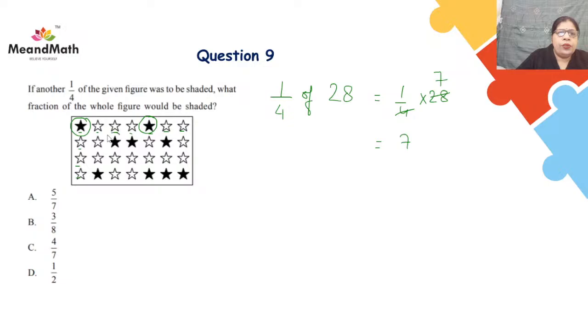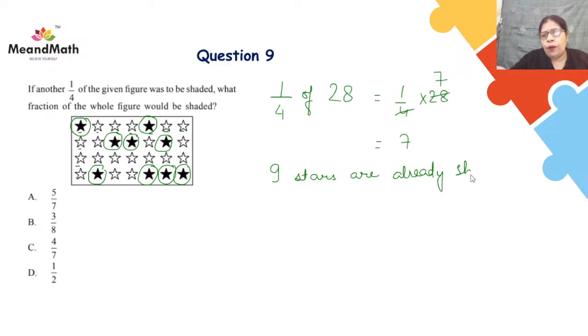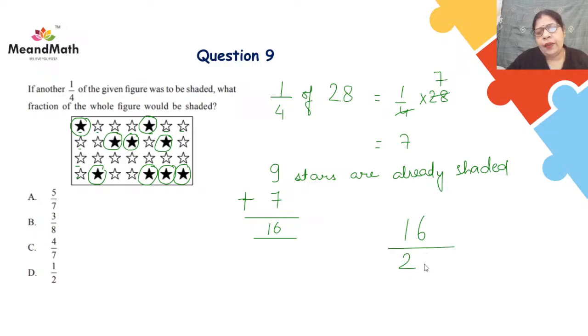1, 2, 3, 4, 5, 6, 7, 8, and 9. Okay. So 9 stars are already shaded. And we have to add 7 more. If we have to add 7 more, then what number of stars will be shaded? 16. So 16 is what fraction of the whole figure? So this should be 16 by 28.